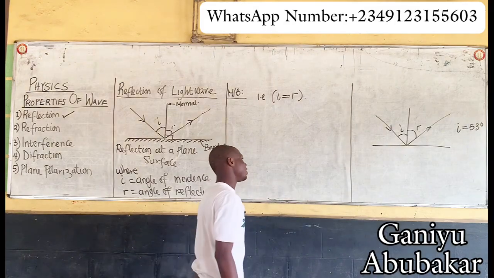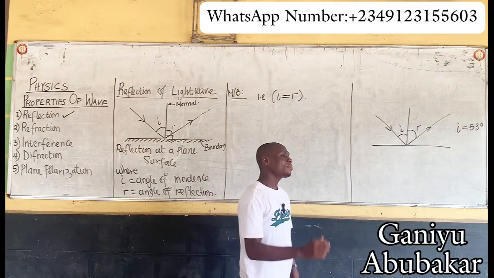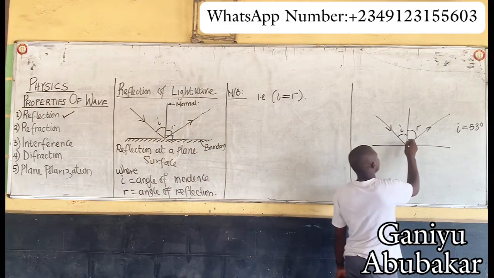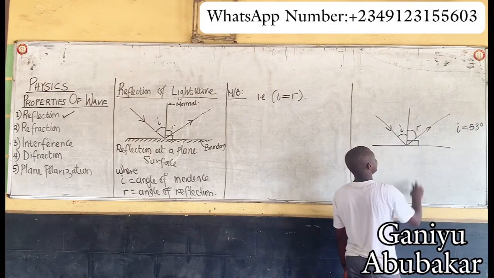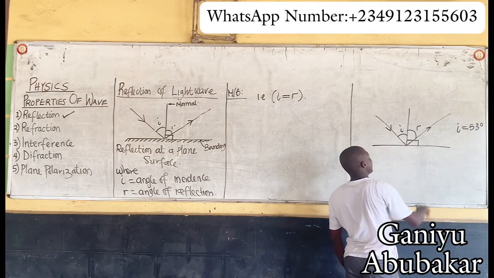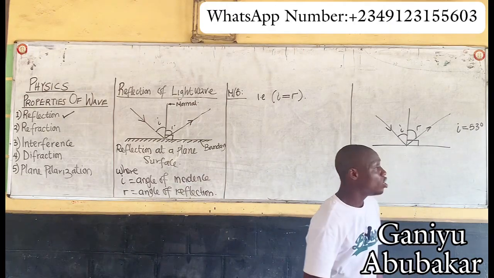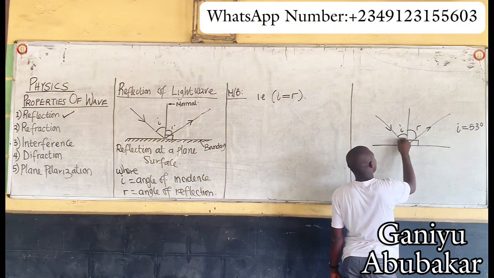Now, here's the concept, please. In the exam, they might confuse you. Now, here's what to note. We said this angle formed here is a right angle. We said a normal is a line that meets the surface at 90 degrees. So this normal here is at 90 degrees to this part and 90 degrees to this part.